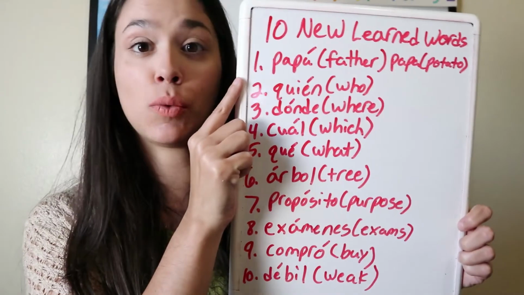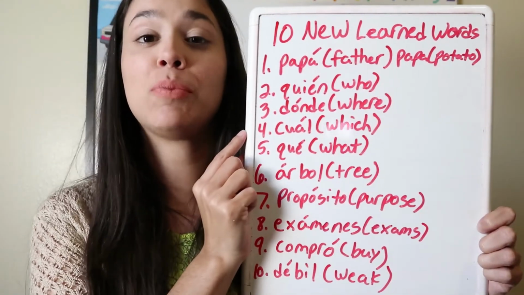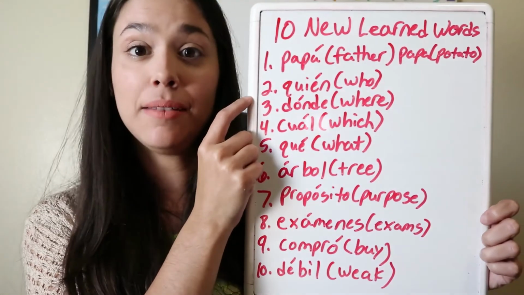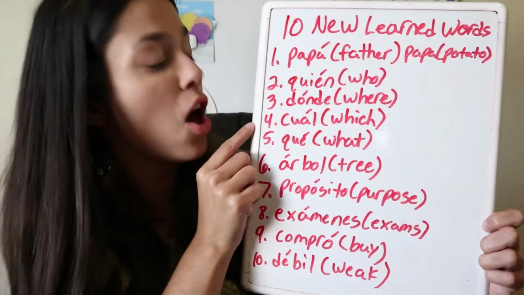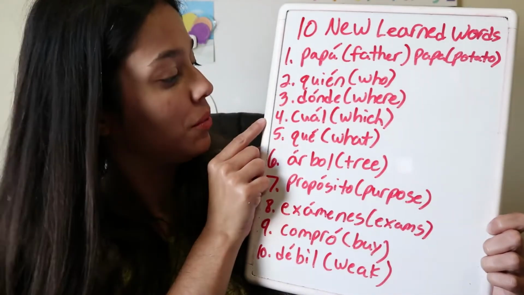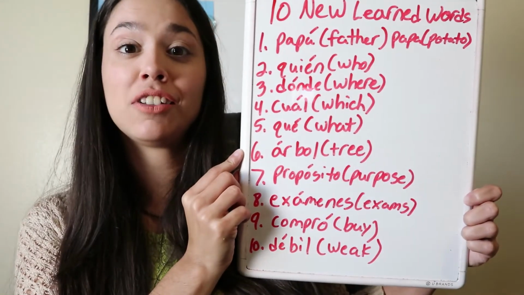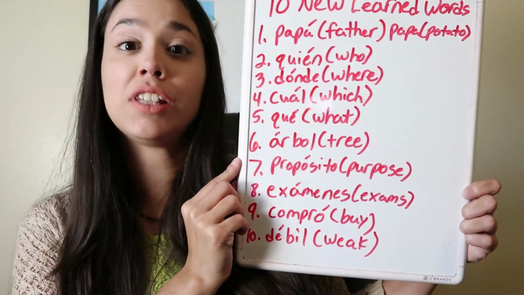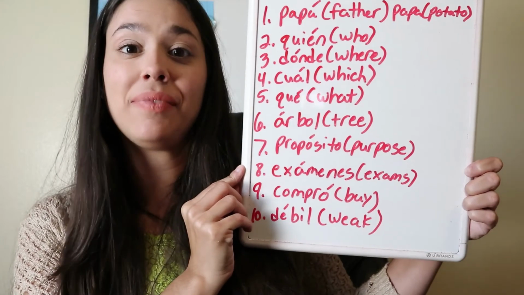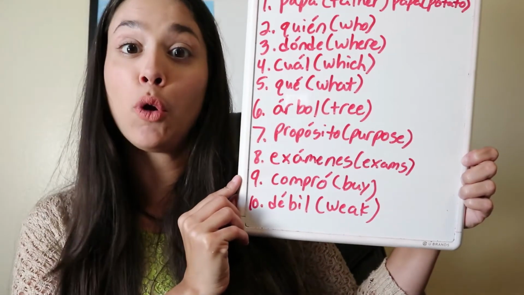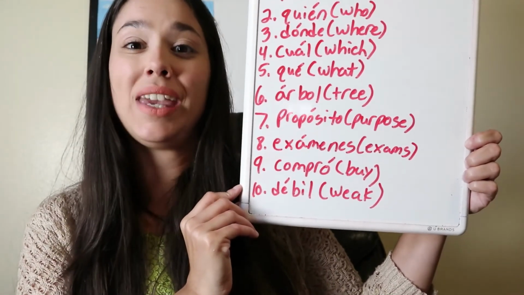Okay, so we have our first one, papá, which means father, and papa, which means potato. ¿Quién? Who? ¿Dónde? Where? ¿Cuál? Which? ¿Qué? What? Árbol, tree. Propósito, purpose. Exámenes, exams. Compró, bought. And our last word, débil, weak.